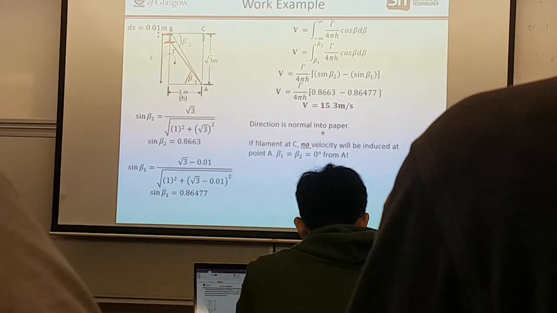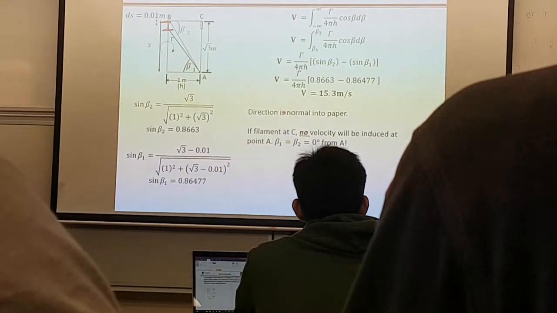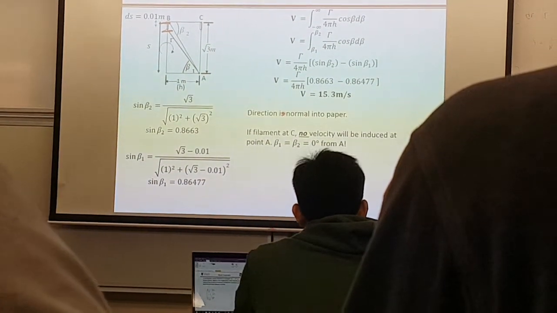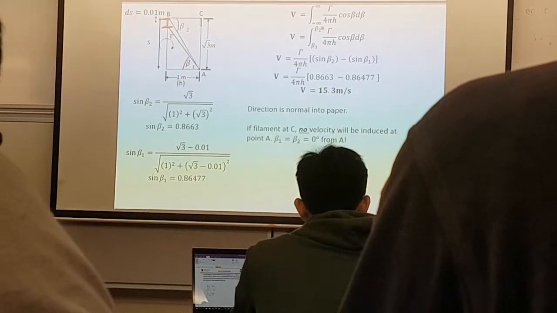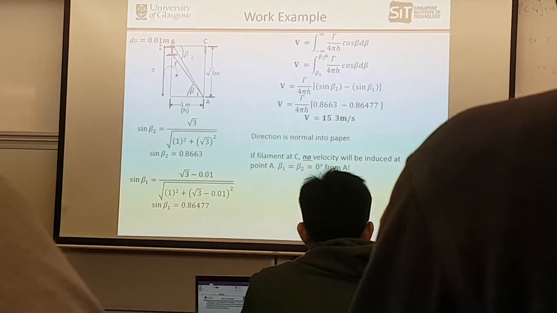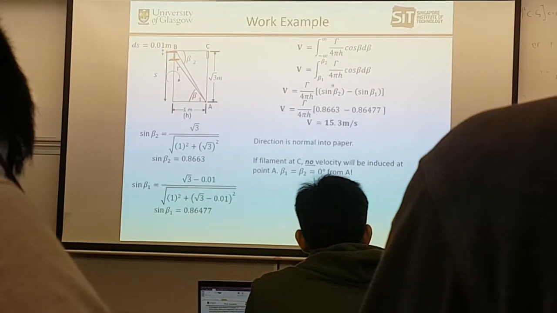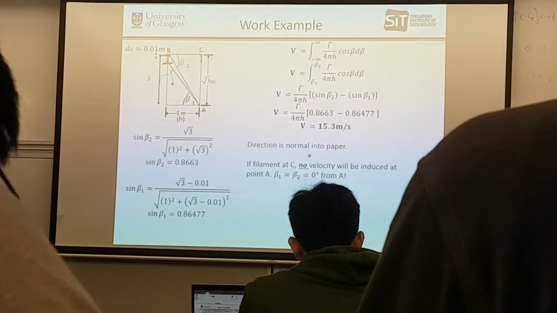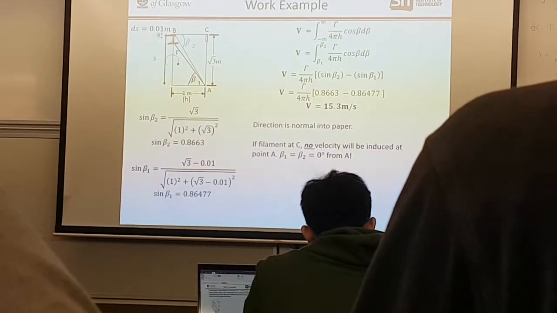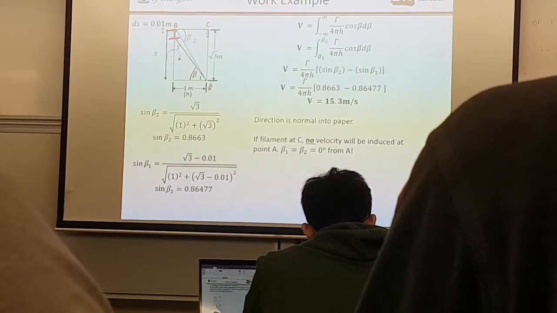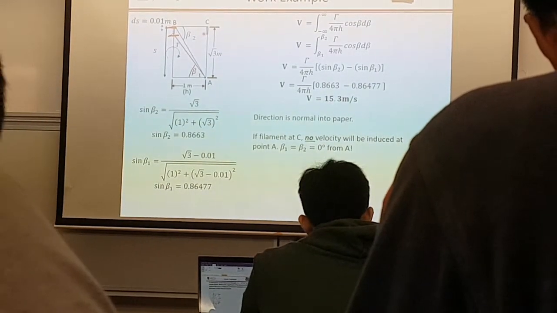So the direction is normal to the paper. The reason is that when you have an induced velocity, it's a vector as well. Remember, the cross product of two vectors, based on the definition of the Biot-Savart law, is still a vector on its own. When you do a cross product of two vectors, you get a third vector that is always perpendicular to the two you have. That's why it's normal into the paper, because it must be 90 degrees to both my ds and my r. Since ds and r lie in a 2D plane, the vector is either going into the paper or out of the paper, depending on the direction you specify.